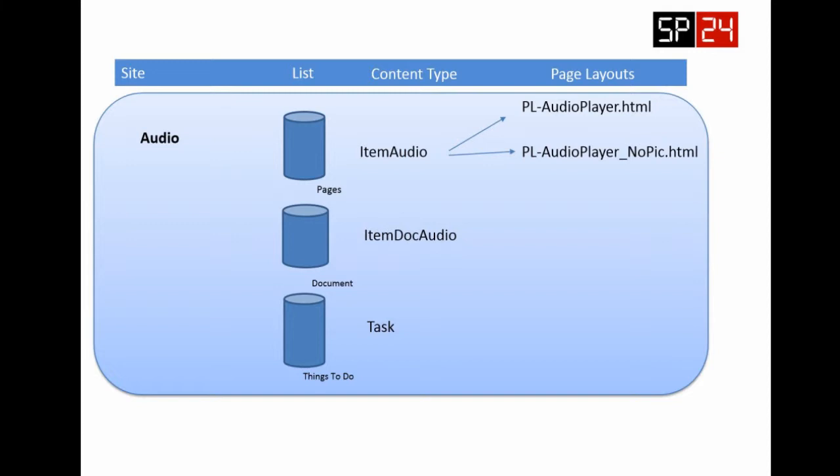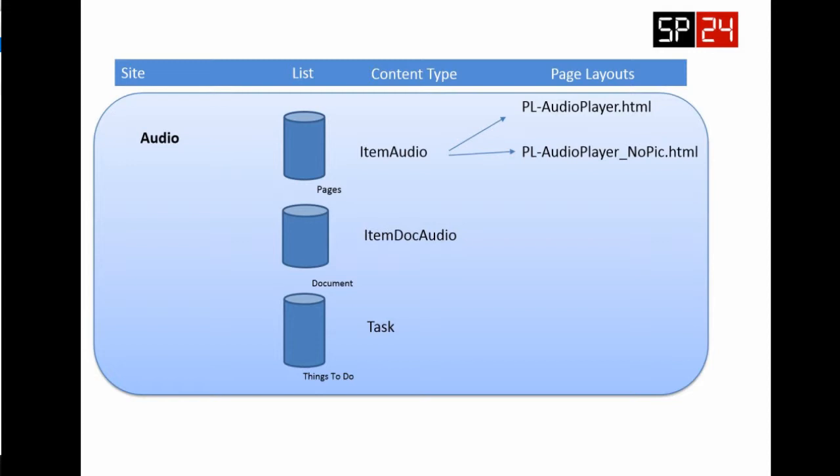The second list which I explained was the document library, which contains all sorts of different documents, and it is using the content type of item doc audio. The last one is using a content type called task. So let's have a look at the sites which I am using.